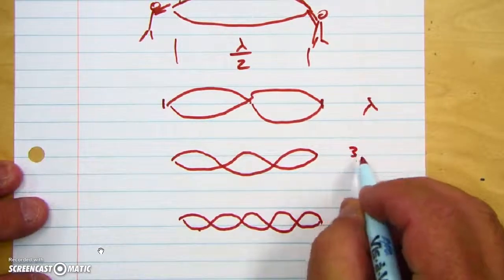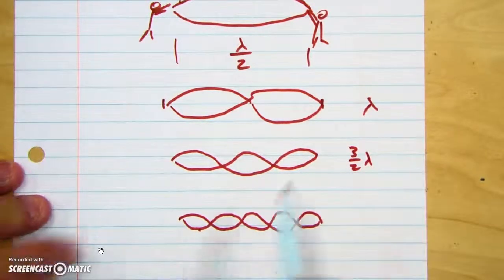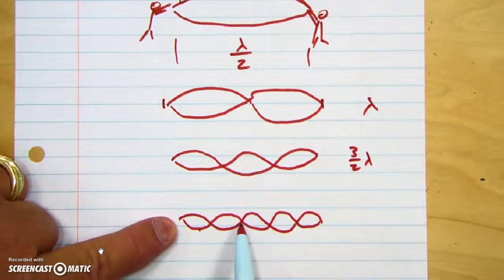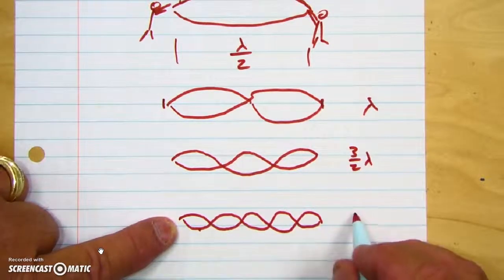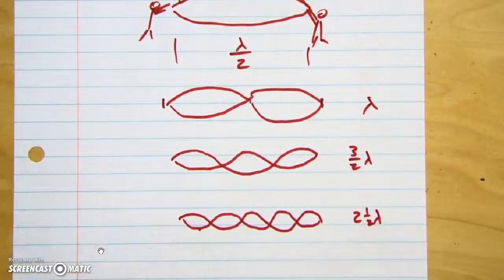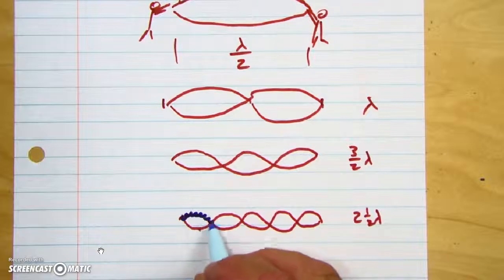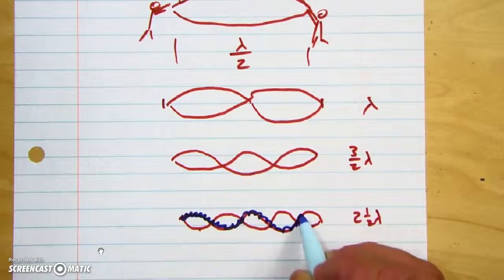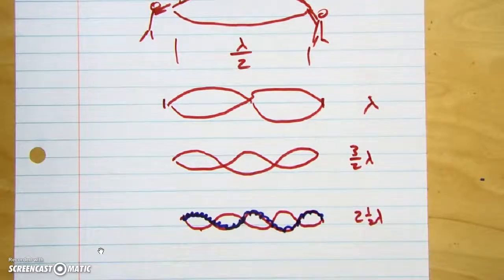This would be 3/2 lambda, 1.5 wavelengths. One wavelength would be from there to there, and then you have an extra half a wavelength. This one would be, well, 1 wavelength there, 1 wavelength there. So this would be 2.5 lambda. Another way to potentially see that is to go through and simply do this. Okay, that's 1 wavelength. There's a second wavelength, and then there's a half one. Remember, if you take a snapshot of it, it's going to be where that blue line is, not where the red line is.